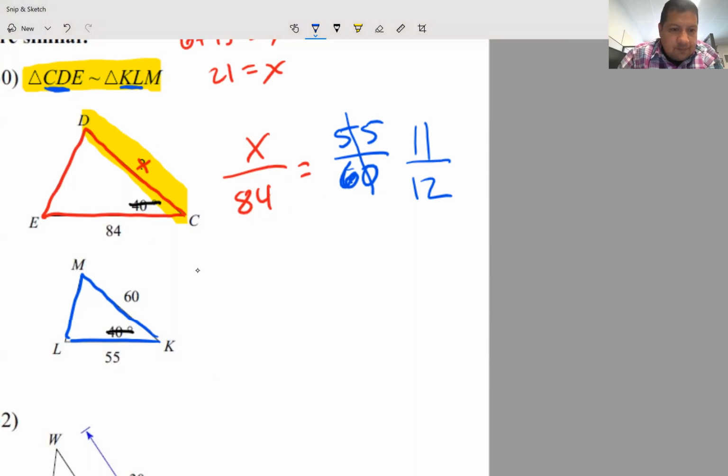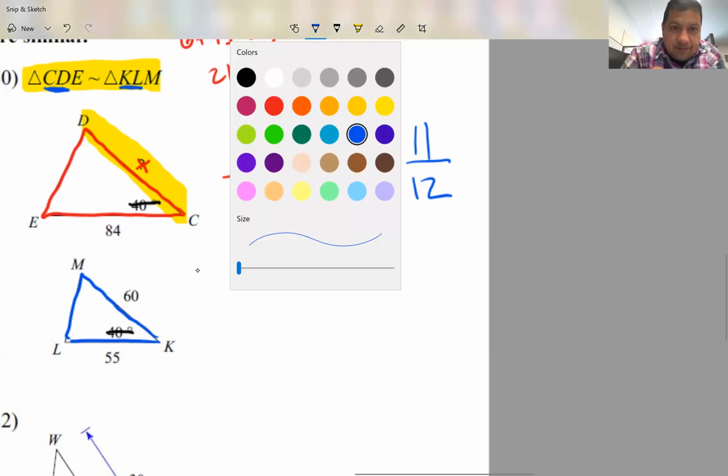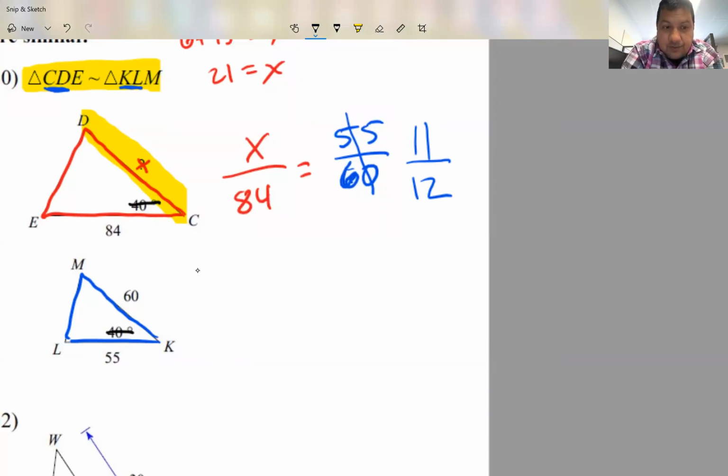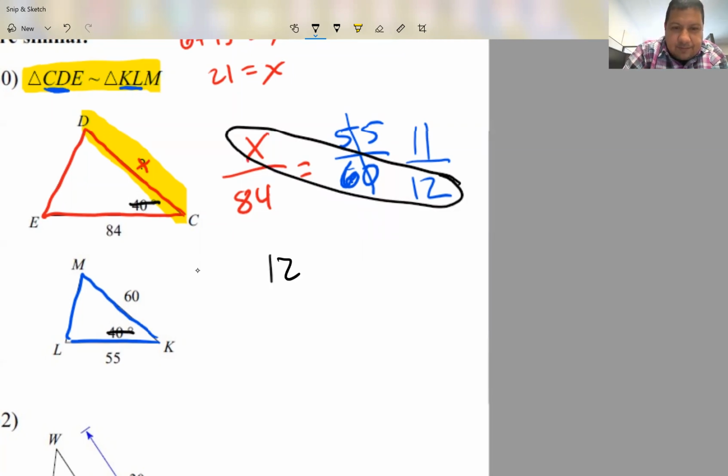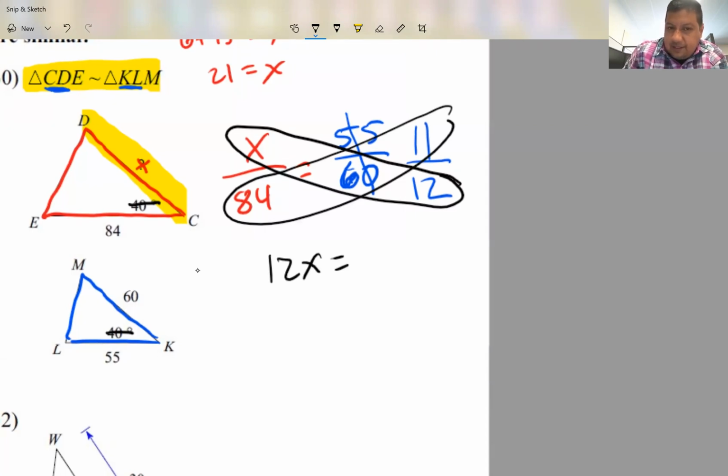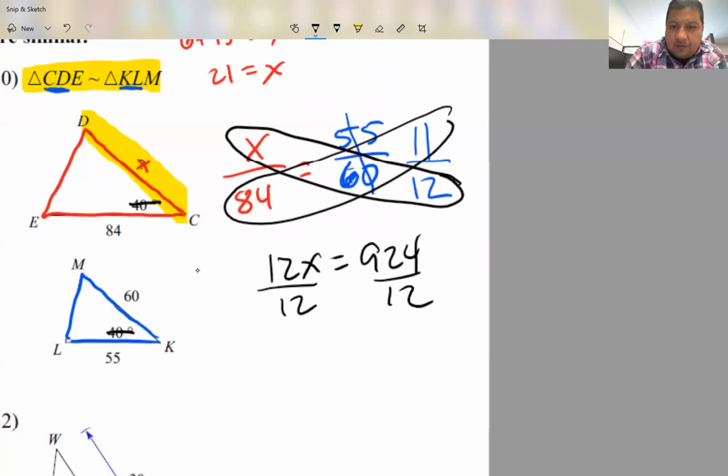Have a question on the chat? We'll find out right now. So let's see. Have an answer here. It says, is X equal to 77? We'll find out. Let's see, cross multiplied. 12X equals 84 times 11. Let's see, 84 times 11. Again, 924. Let me divide both sides by 12. And I get X equals 77.